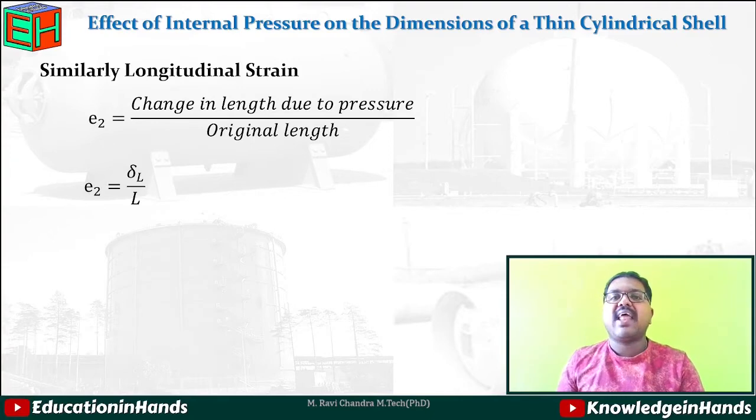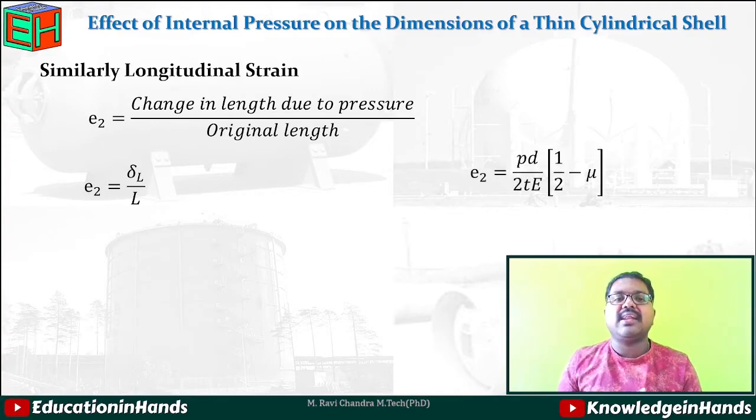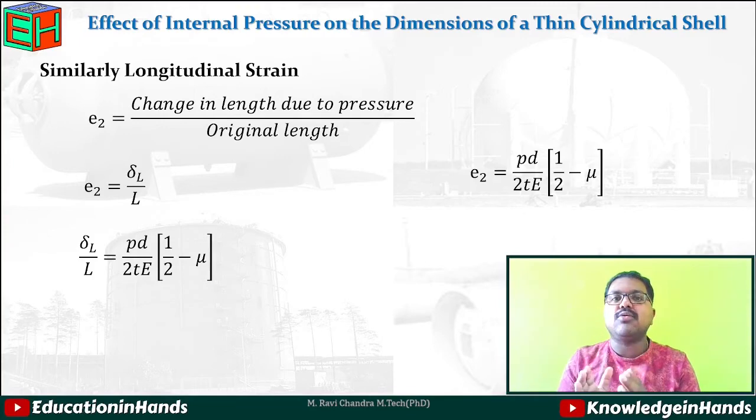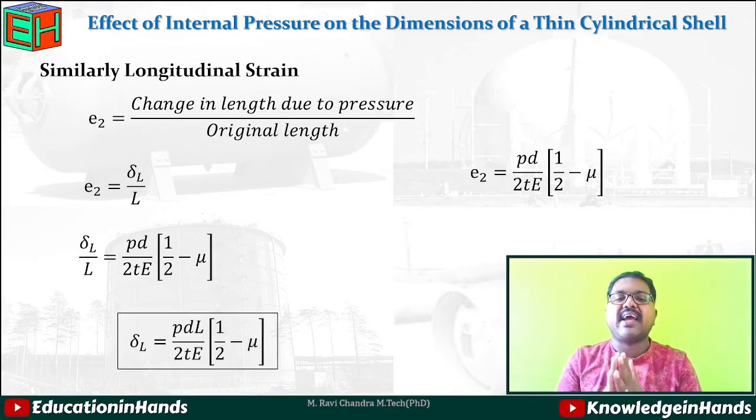So here we have the E2 value already derived as PD by 2TE into (1/2 minus mu). If we equate these two, we will get the value of delta L by L equal to PD by 2TE into (1/2 minus mu). From this we get the change in length, delta L, equal to PdL by 2TE into (1/2 minus mu). So this is the value of change in length.